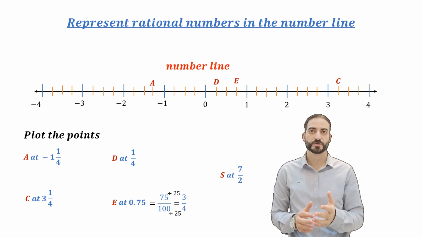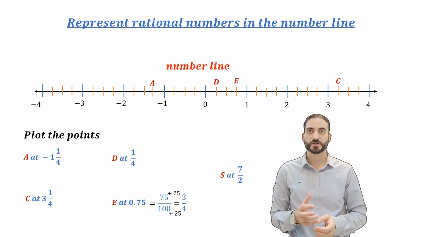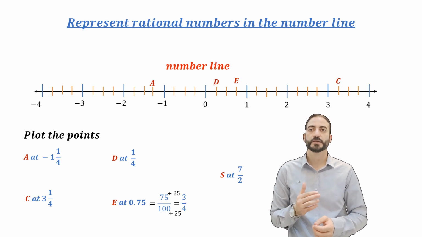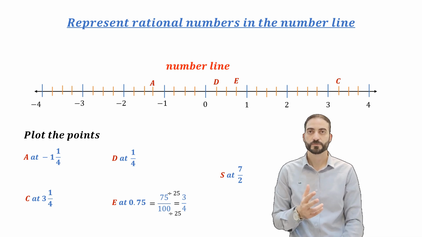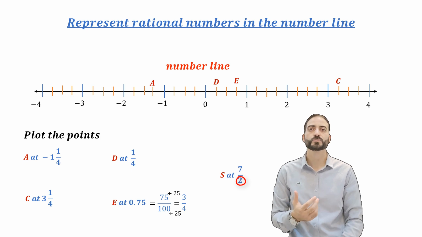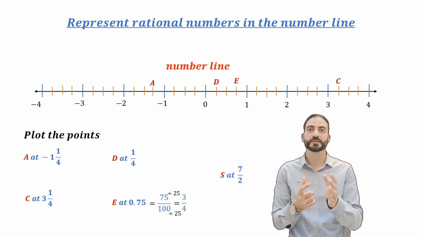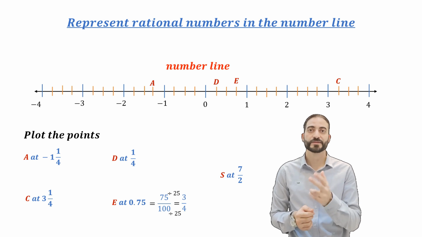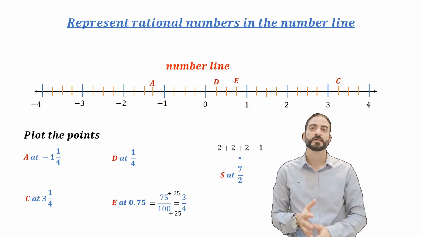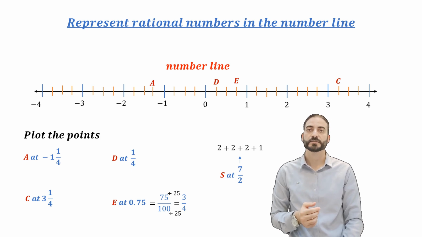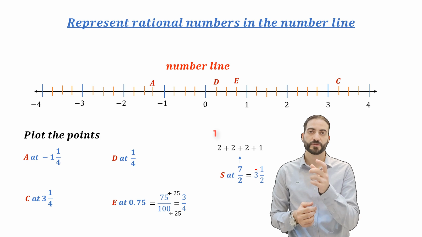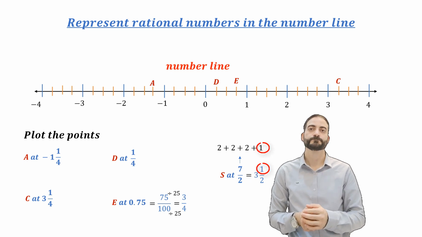To simplify the process, we will first convert the fraction 7 over 2 into a mixed number. So, since the denominator is 2, we check how many times 2 fits into 7. We find that 2 fits 3 times into 7 with a remainder of 1. Therefore, we write the mixed number as 3 and 1 over 2.